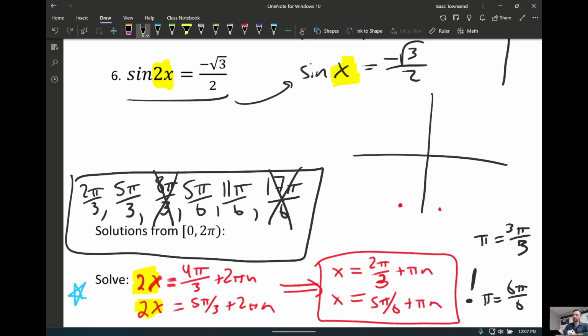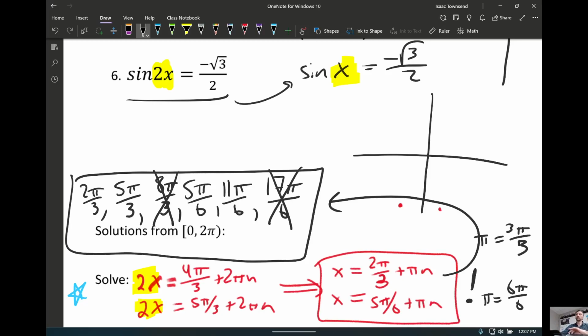There are 4 answers, 4 angles that you could multiply by 2, take the sine of them, and get negative square root of 3 over 2. You're probably not going to think of all 4 of those just looking at the unit circle and trying to reason through it. Start with this, and then use these to come up with those.